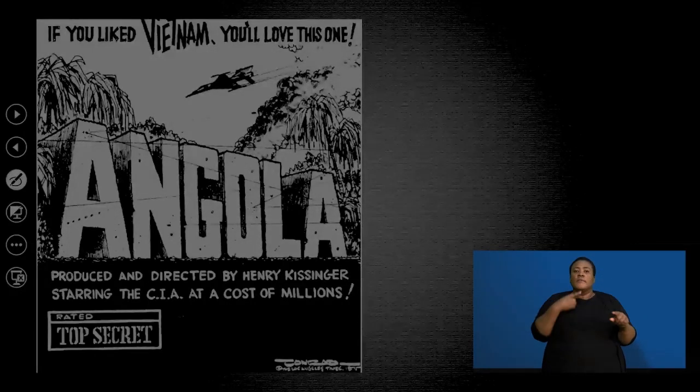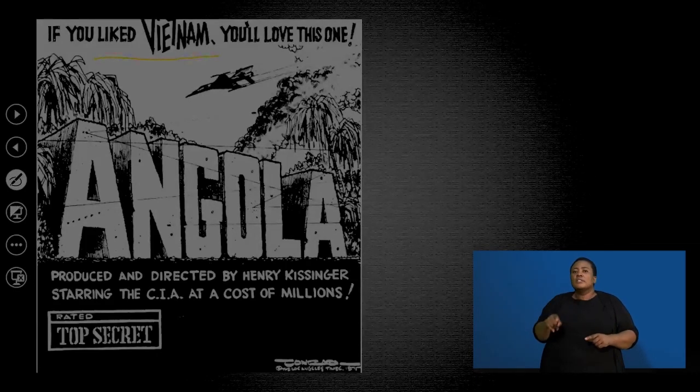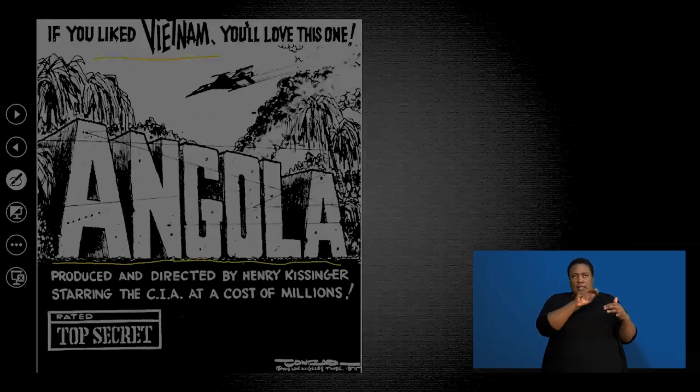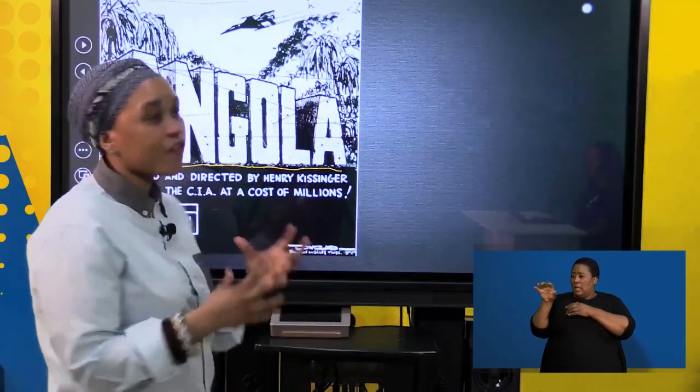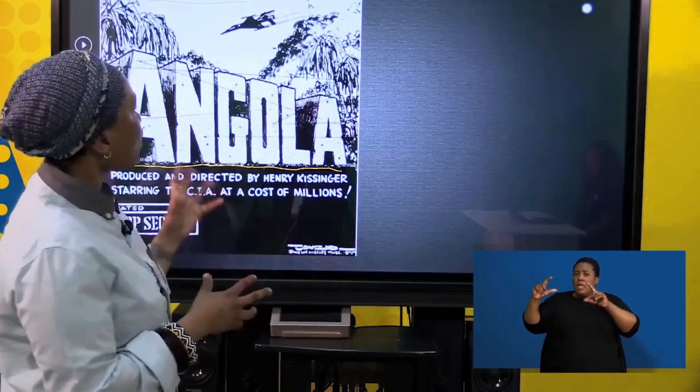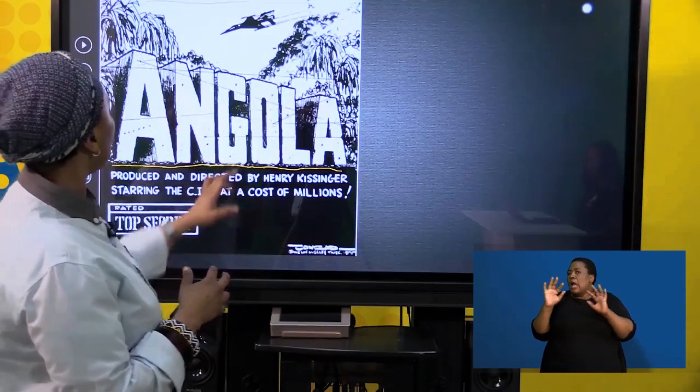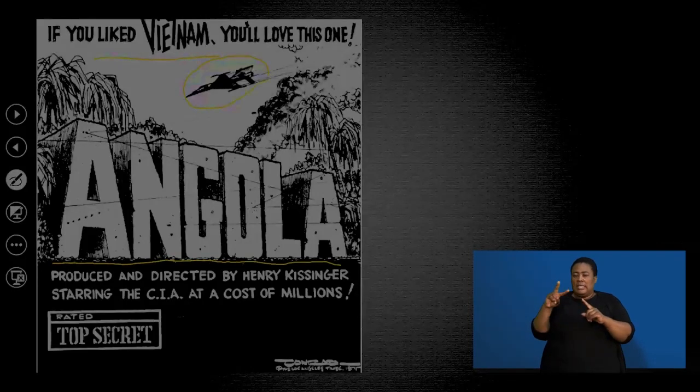It says, "If you liked Vietnam, you'll love this." So already you can see that there is a comparison here between the war in Vietnam and the war in Angola. And you can see the word Angola is written in big letters. These letters are in your face. And how can you see that this is a war situation? Okay, you can see a fighter jet there. It's a war situation. And it looks like there is a lot of fire going on in the background as well. So already there is turmoil going on here.